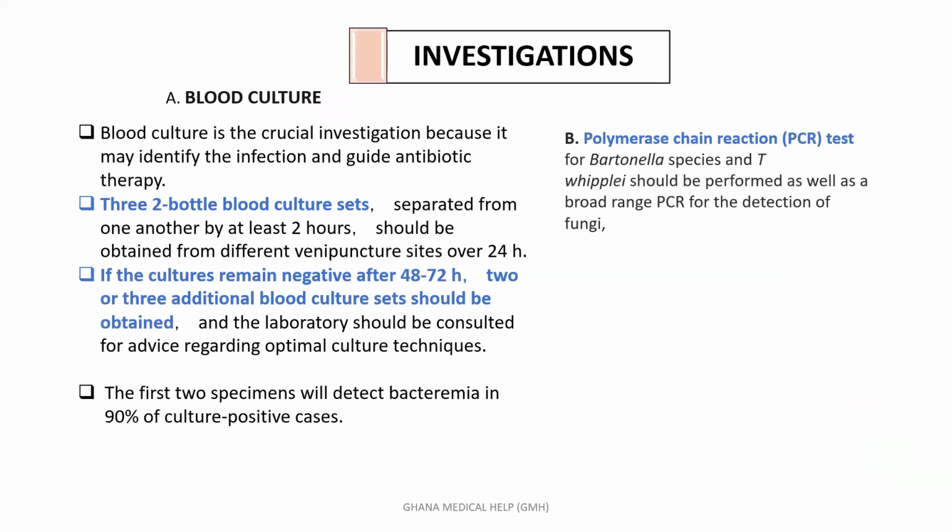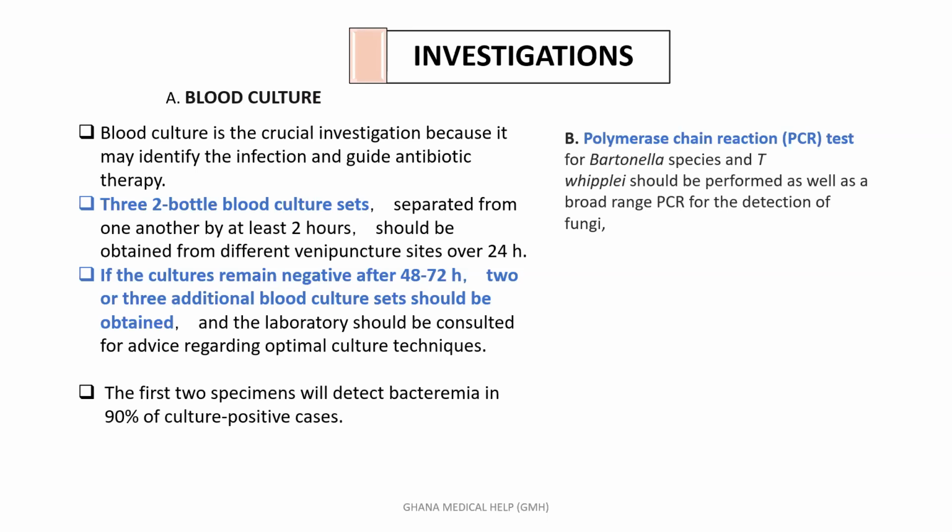So blood culture is a crucial investigation because it may identify the infection and guide antibiotic therapy. Three blood culture sets, separated from one another by at least 2 hours, should be obtained from different venipuncture sites over 24 hours. If the cultures remain negative after 48 to 72 hours, then 2 or 3 additional blood culture sets should be obtained. And the laboratory should be consulted for advice regarding optimal culture techniques. Usually the first 2 specimens will detect bacteremia in 90% of culture positive cases.